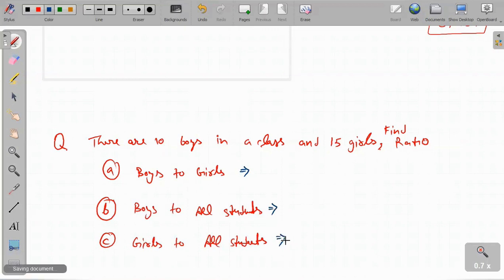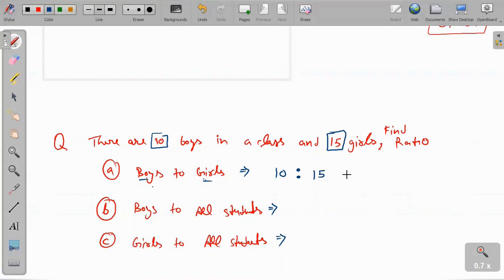Maybe we'll try the first one. Boys to girls. How do I write it? Firstly, you mention the boys. How many boys do I have? 10. Then you put a ratio symbol. Then how many girls do you have? 15. So you write it in this form. Yes or no? Then you check, is it in the simplest form? You will come to know, no, it is not.